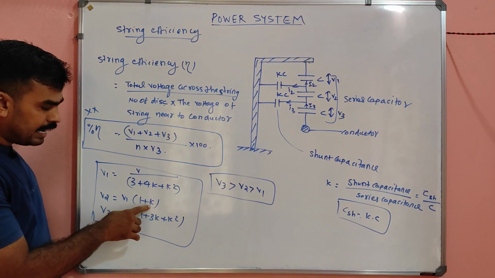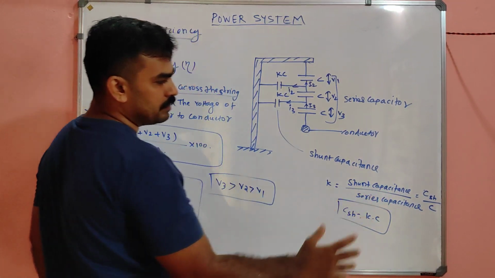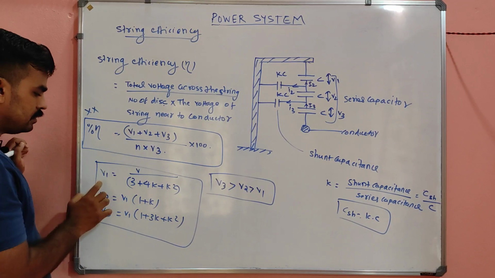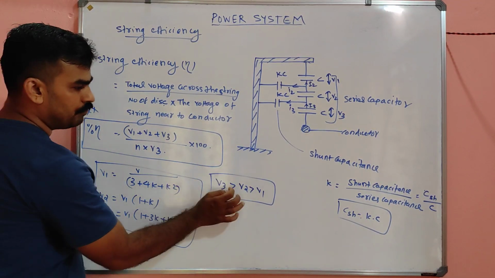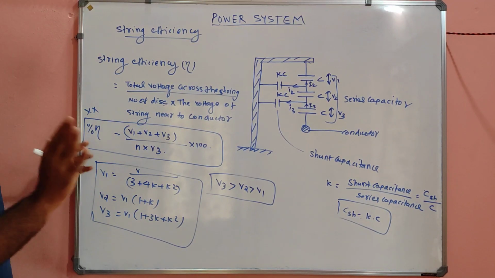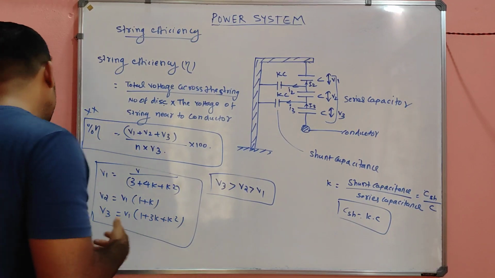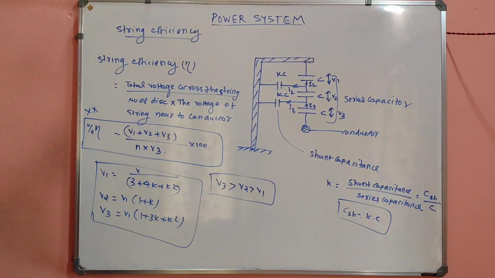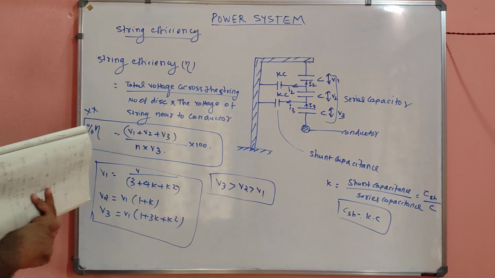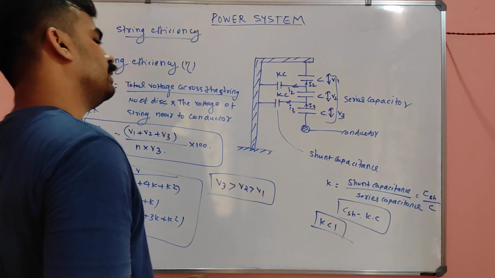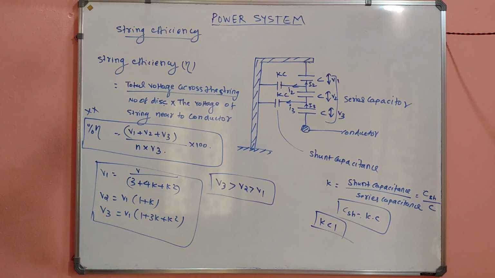and in this equation, K is nothing but the ratio of shunt capacitance to series capacitance. That's all. So only these relations 1, 2, 3, 4 are enough for solving any problem regarding string efficiency. Okay, we will do a problem so that it will be very clear to you. And the value of K will always be less than 1. That also you should note.